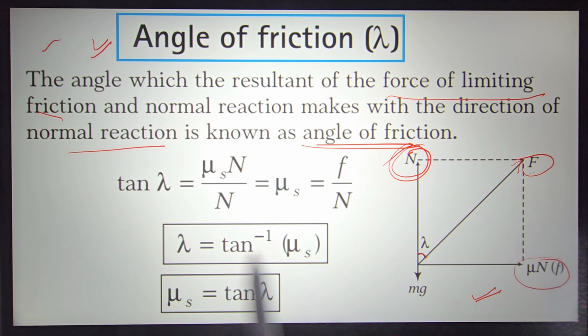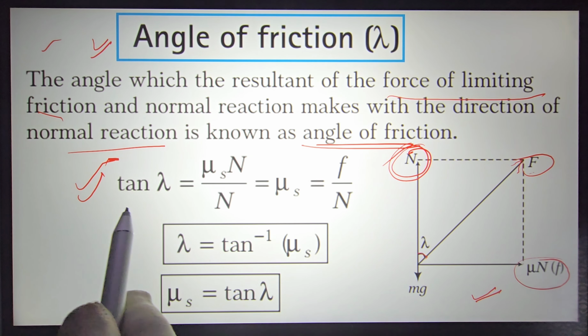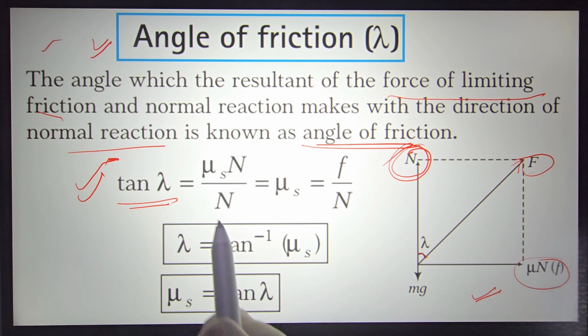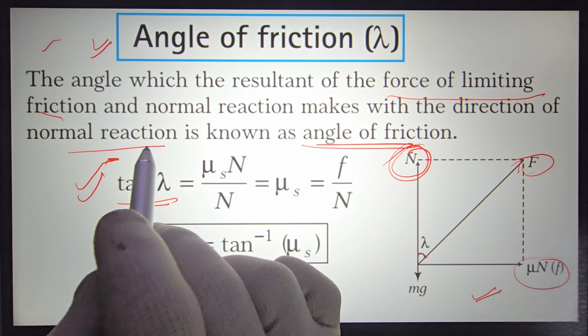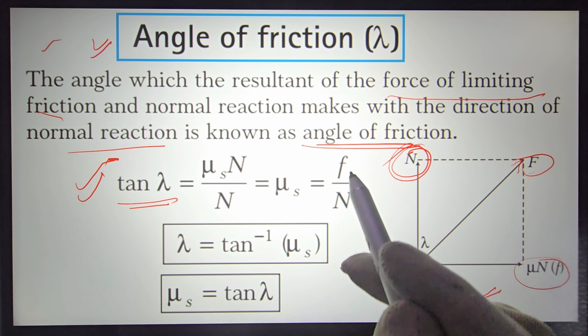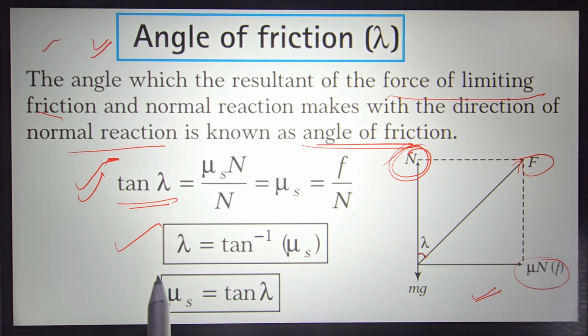With the help of this diagram we can easily calculate the angle of friction, that is, tan lambda is equal to mu s into N upon N, since tan is equal to perpendicular upon base. Mu s is basically F upon N. So lambda is equal to tan inverse mu s, or you can say mu s is equal to tan lambda. So this is the coefficient of static friction, right? This is the basic idea of this friction constant, which is nothing but static friction. So with the help of this equation, we can say that the coefficient of static friction is equal to the tangent of the angle of friction. So this is the angle of friction.